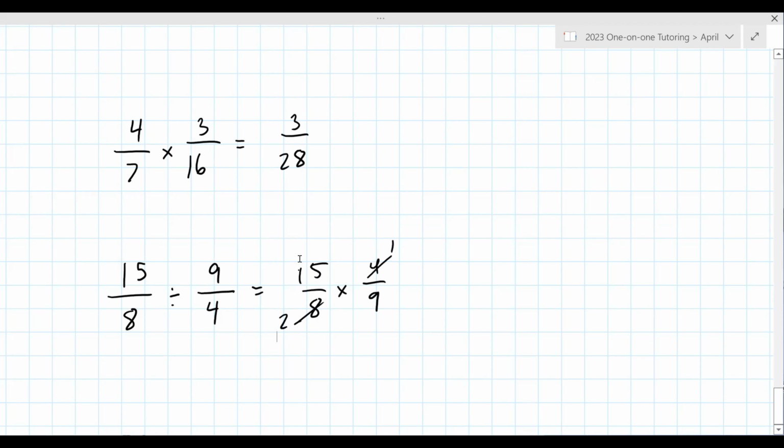3 goes into both of them. Oh, 3 does. So then you do... okay. So 5/6. Yes, 5/6. Perfect. Okay.